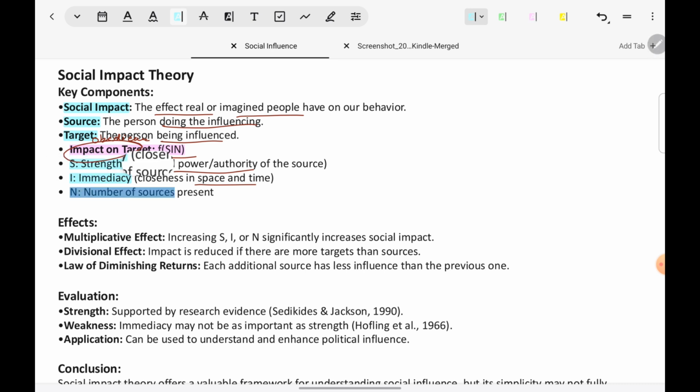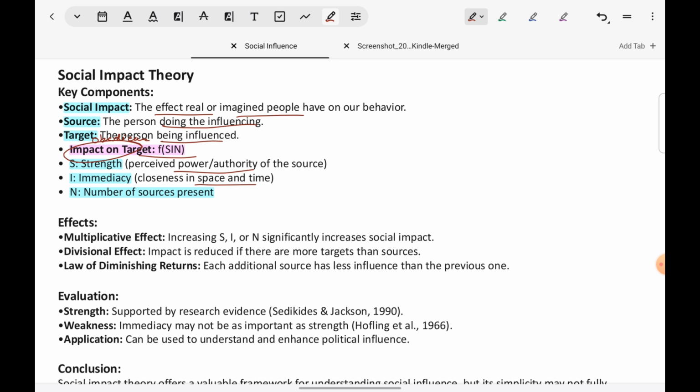Also, the number of sources present. Sometimes multiple sources can instruct us to do something. In that case, we are more likely to obey. So let's say there is a teacher and a parent at the same time who are telling me not to do wrong activities. Then I'm more likely to obey. But if there's just a single source, only one teacher, only one parent who's telling me, then relatively I am less likely to obey. And we can understand why that would happen. If one authority figure is so persuasive or so impactful on the individual, then multiple authority figures will definitely be all the more impactful. Now, various effects have also been discussed in this theory, effects of social impact.